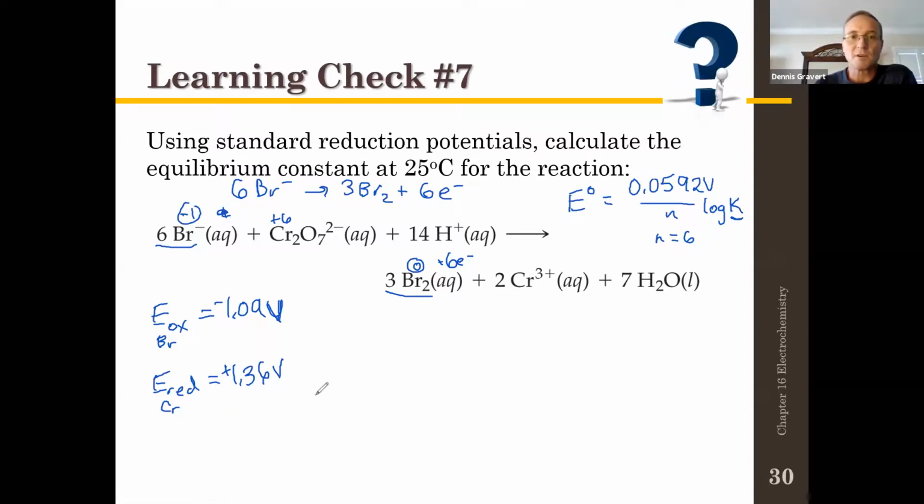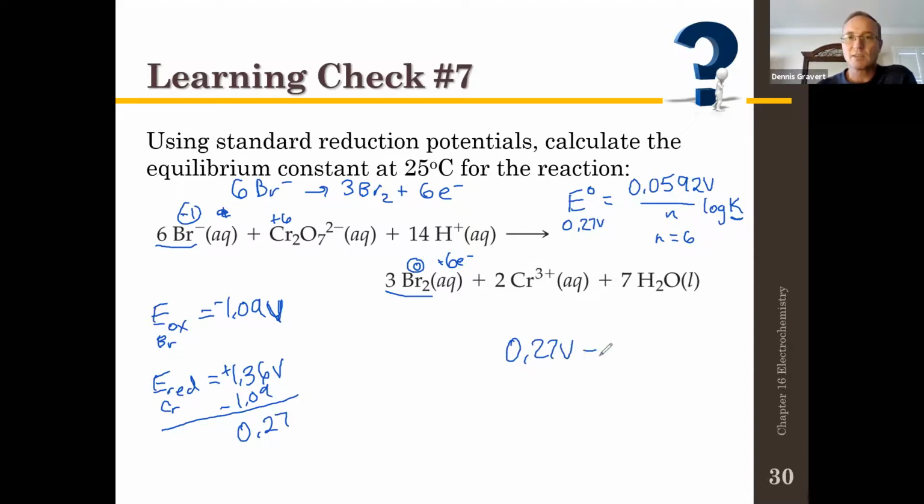And we got them in the right form, meaning that this is the reduction with a plus, and this is oxidation, which turned out to be negative. And we add those together. Really, we're subtracting. And so I got 0.27. Yeah? Okay. So that's this number here, 0.27 volts.